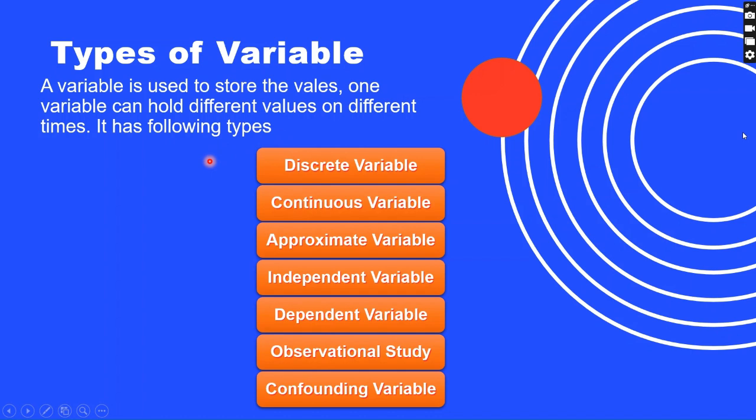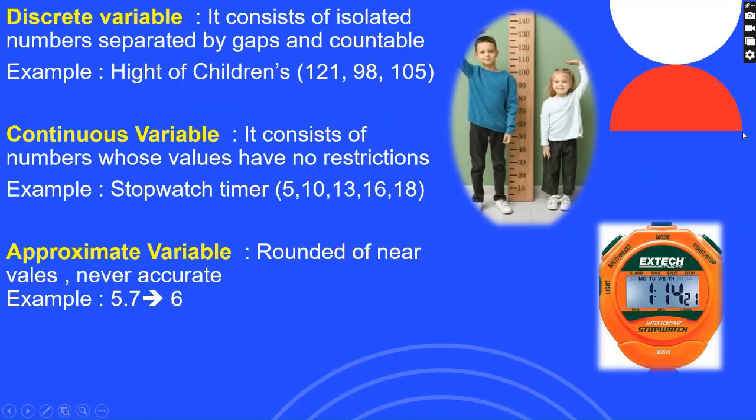So we have majorly the discrete variable, continuous variable, approximate variable, independent variable, dependent variable, as well as the confounding variable. We can see one by one what each is.